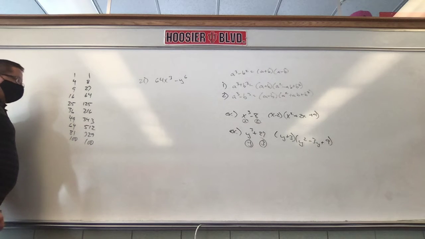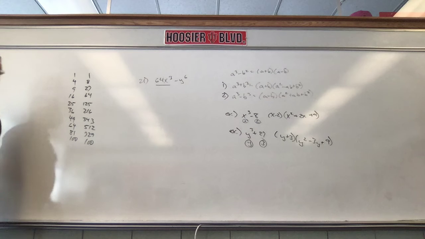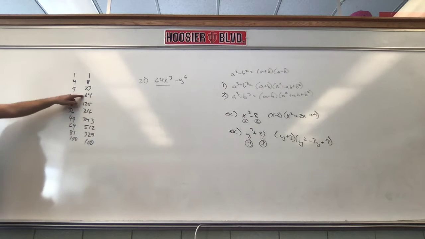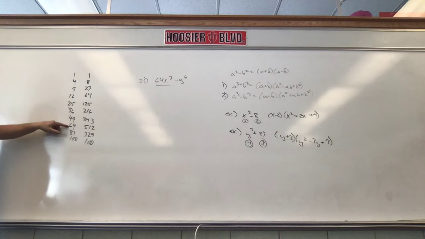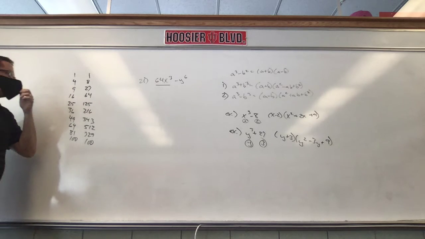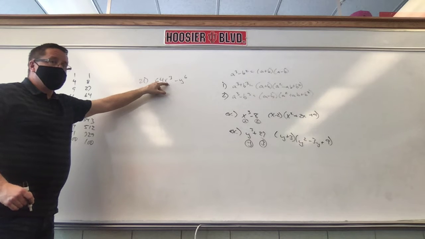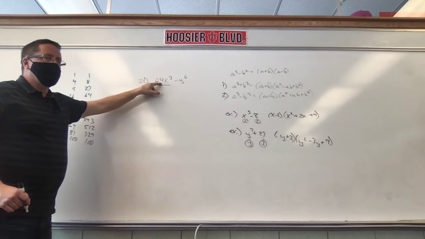So, this is a cube. Be careful. 64 is a square, but it's also a cube. It's both, okay? 64 is 8 squared. It's also 4 cubed, okay? So this right here is definitely a cube. It's x cubed, and this is 4 cubed.